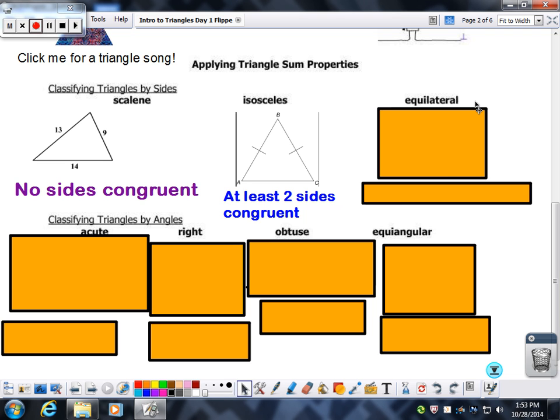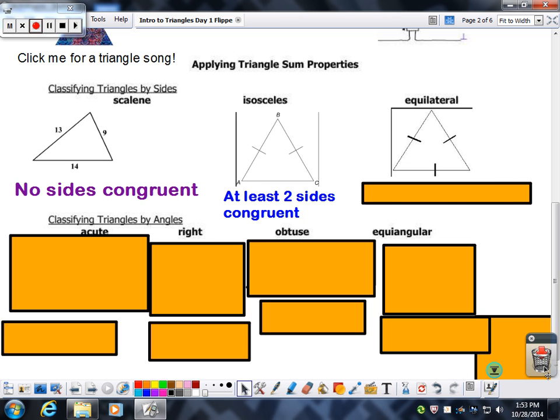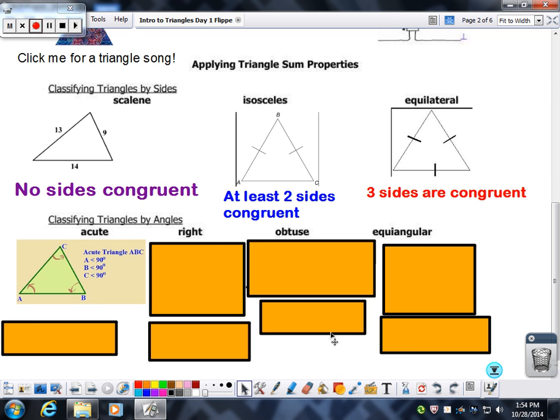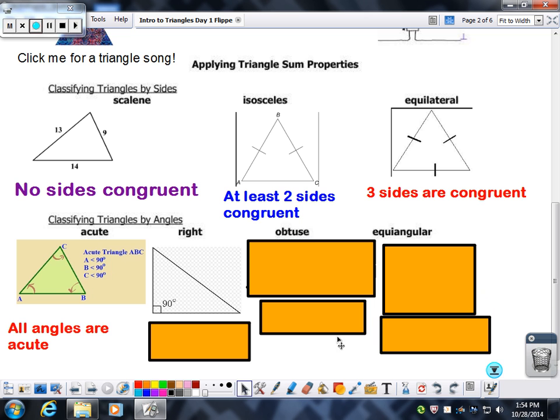The third is an equilateral triangle. An equilateral triangle has all 3 sides congruent. We can also classify triangles by their angles. An acute triangle, for example, has 3 acute angles. A right triangle will have 1 right angle in it.